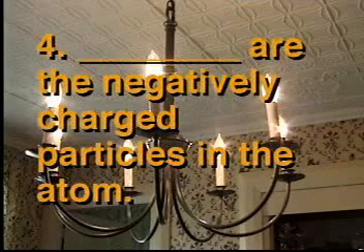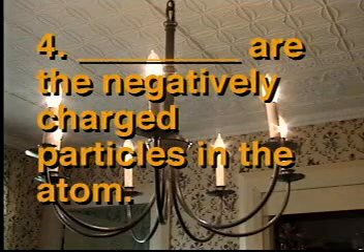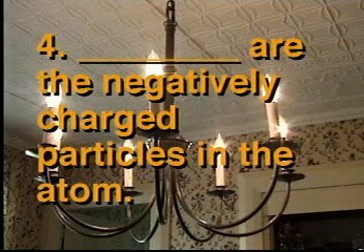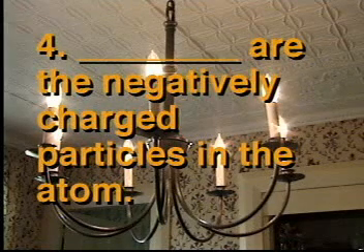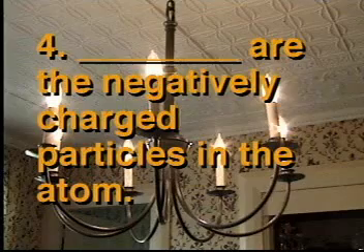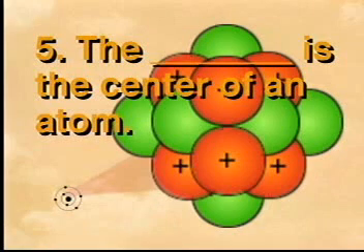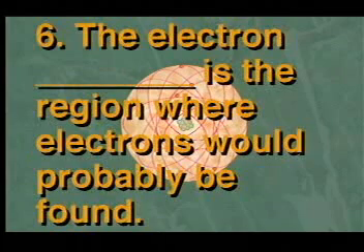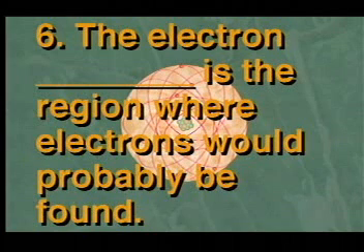Number 4. Electrons are the negatively charged particles in the atom. Number 5. The nucleus is the center of an atom. Number 6. The electron cloud is the region where electrons would probably be found.